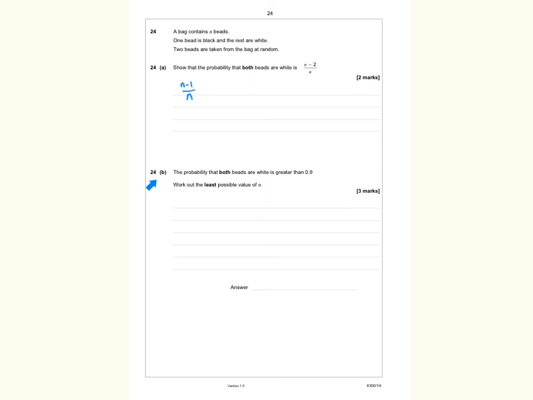Question 24b. The probability that both beads are white is greater than 0.9. Work out the least possible value of n. Now, this is a very big part of GCSE Maths. We need to make equations and inequalities from information like this. So here we've got the probability that both beads are white.